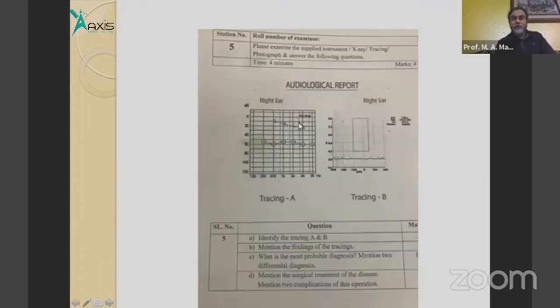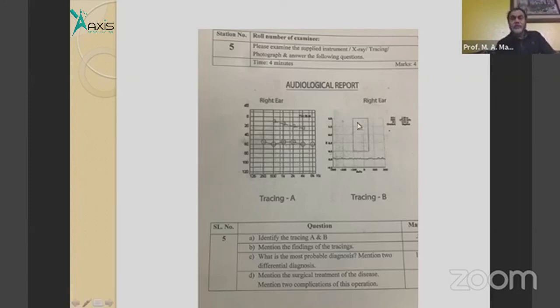Another one is again the bone conduction around 20 decibel, air conduction about 60 decibel, air-bone gap about 40 decibel. This is conductive hearing loss, and this is a flat type B tympanogram. This is classical of otitis media with effusion. Number 2 is a perforated eardrum, that means CSOM, and number 3 is a grossly retracted TM.